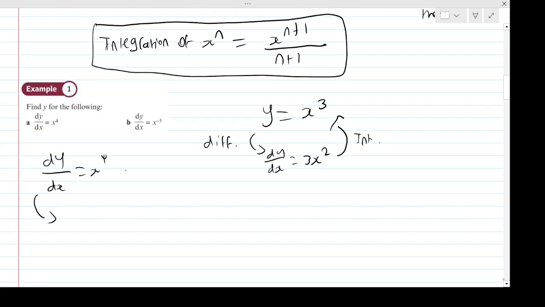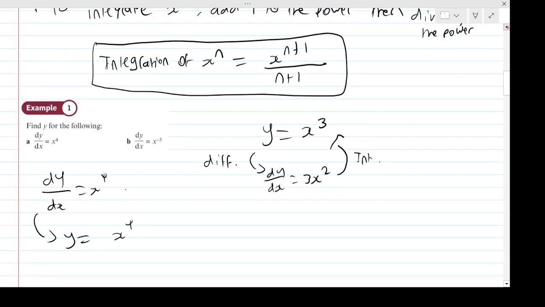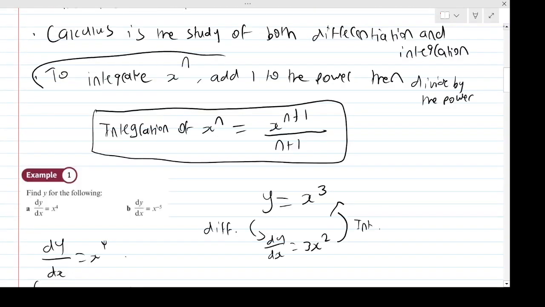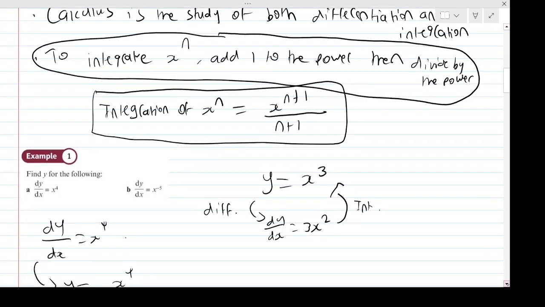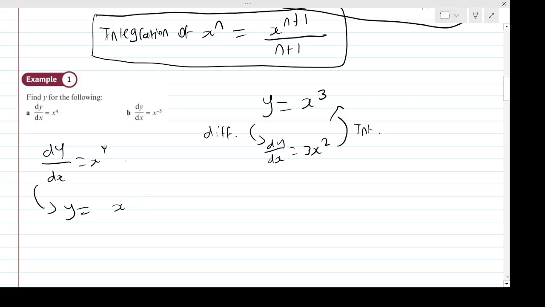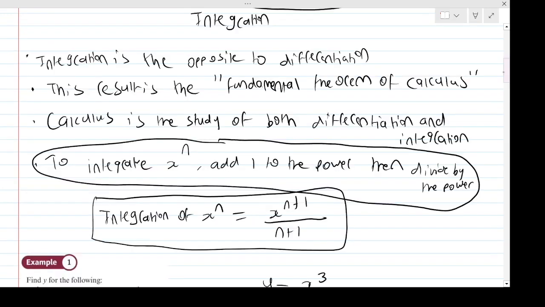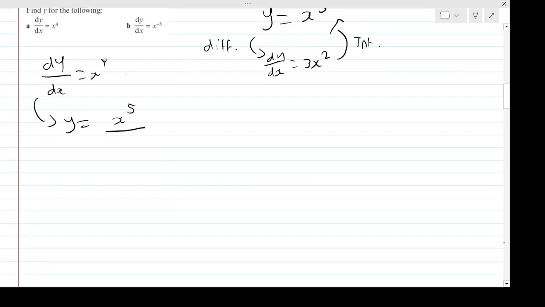Okay, so we're going to integrate, which means we have x to the 4. What's our first step? If we look at this worded description, firstly we add 1 to the power. So instead of 4, it'd be 4 plus 1. That'll be 5. Then what's the next step? We divide by the power, so everything is then divided by this power 5. So then we could say y is a 5th x to the 5.